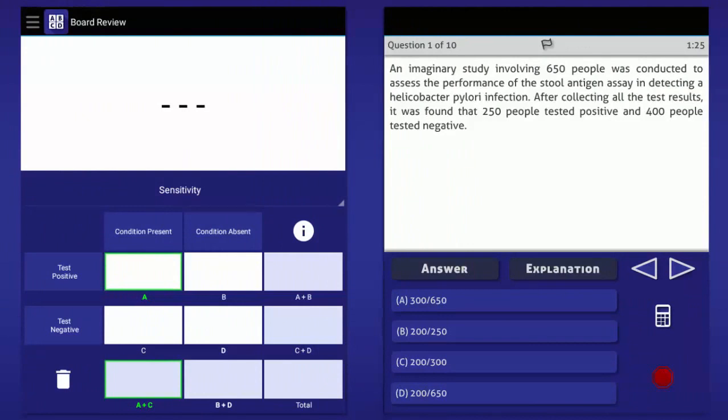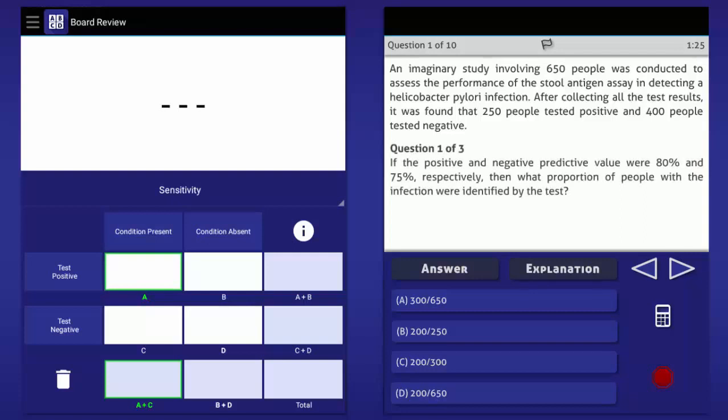An imaginary study involving 650 people was conducted to assess the performance of the stool antigen assay in detecting a Helicobacter pylori infection. After collecting all the test results, it was found that 250 people tested positive and 400 people tested negative. Question 1. If the positive and negative predictive values were 80% and 75% respectively, then what proportion of people with the disease were identified by the test?